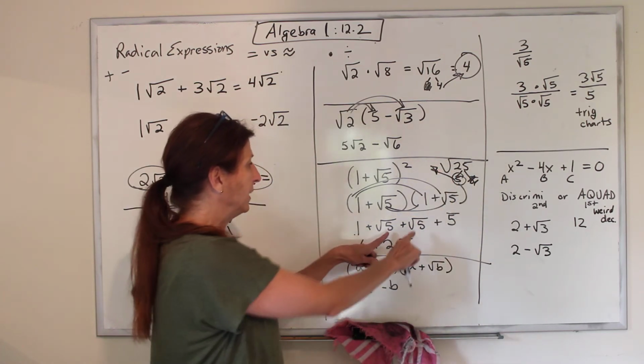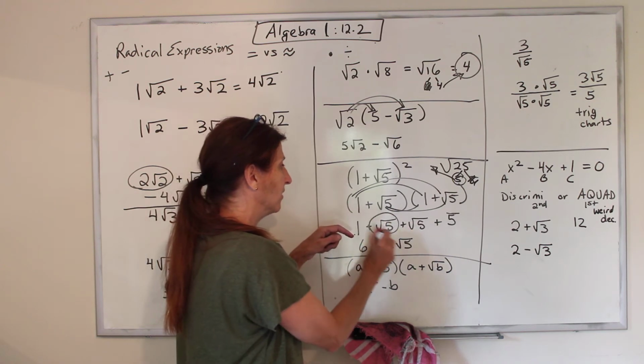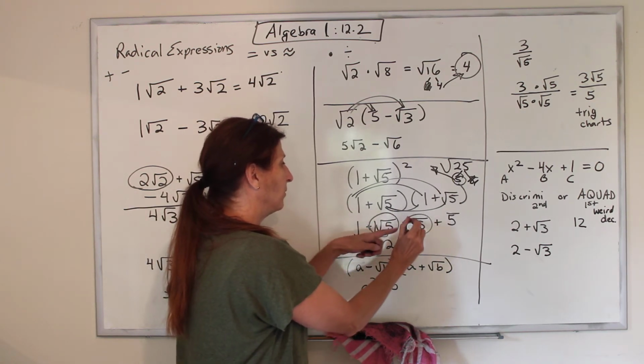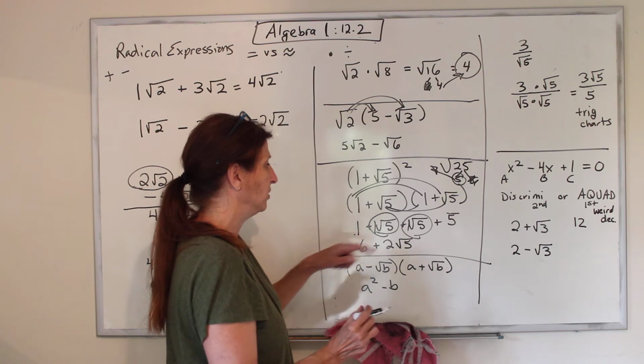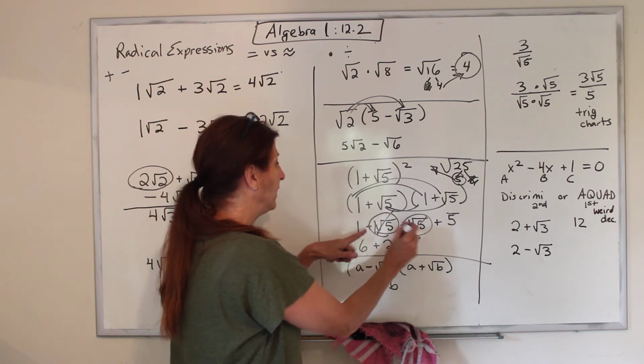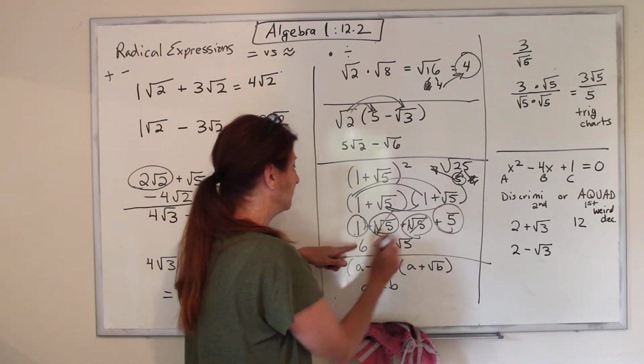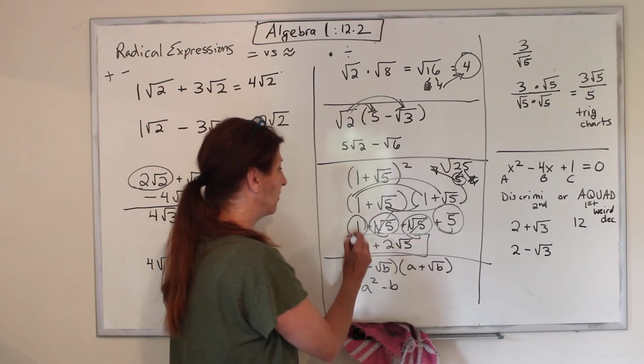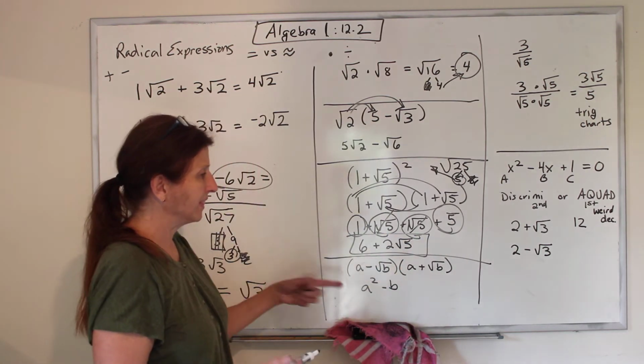Okay? And then we can gather up these terms because they're the same. 1 square root of 5 plus another square root of 5 is 2 times the square root of 5. And we can gather up these. 1 plus 5 is 6. So that's the answer. What about this one if it's letters?